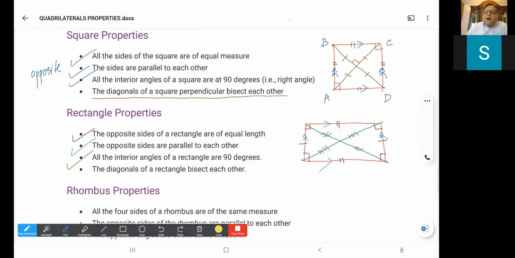Now tell me one thing. How about this angle? Is this angle 90 degrees? No, it is not. So this angle is not necessarily 90 degrees. It is only 90 if you have a square. You get the idea? In square, it is 90. So that is also a difference between the two. Now tell me, is square a rectangle?